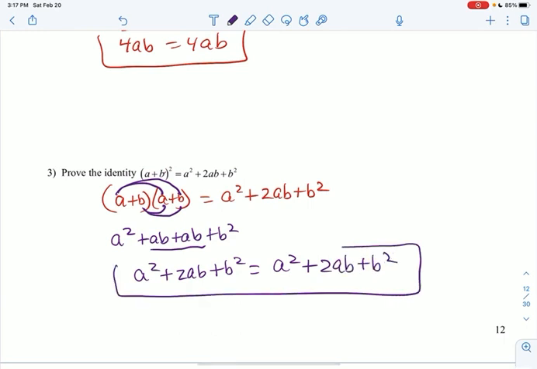Okay, so that's all we're doing on these identities. We're multiplying and combining things together to make the sides match and be identical to each other. So we'll practice that tomorrow.